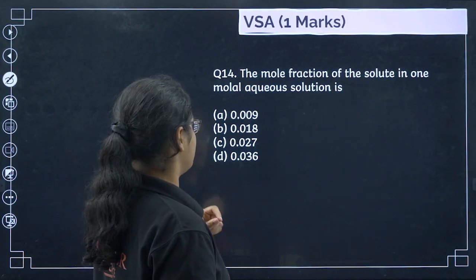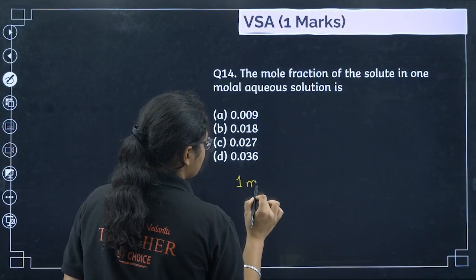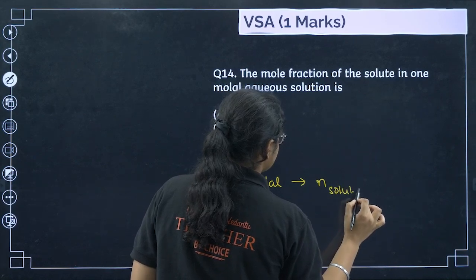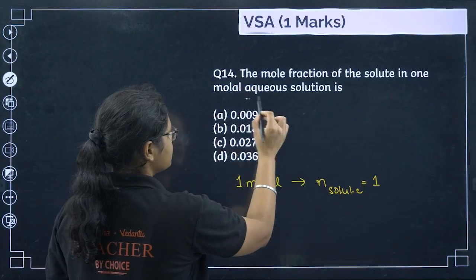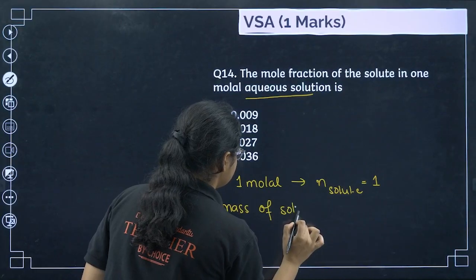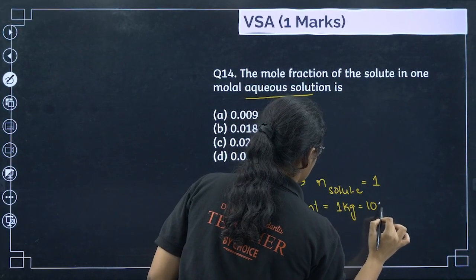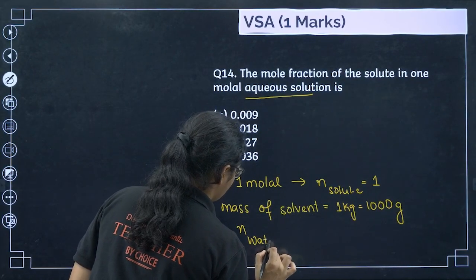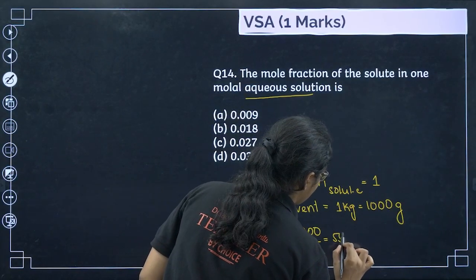Next, the mole fraction of the solute in 1 molar aqueous solution is? In 1 molar, the number of moles of solute is equal to 1. It is an aqueous solution of 1 molar, so what is the mass of solvent? The mass of solvent here is 1 kg, or 1000 grams, and we can convert it into number of moles of water, that is given mass by molar mass. So 1000 by 18, which is 55.55.